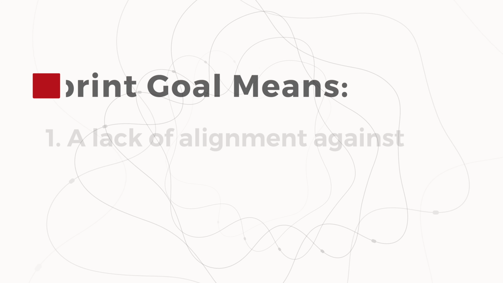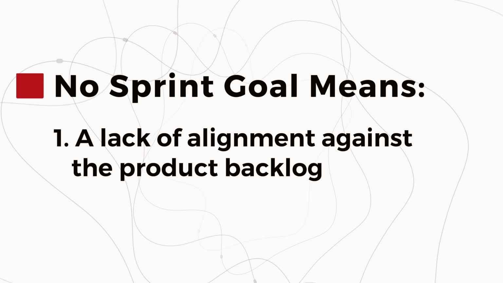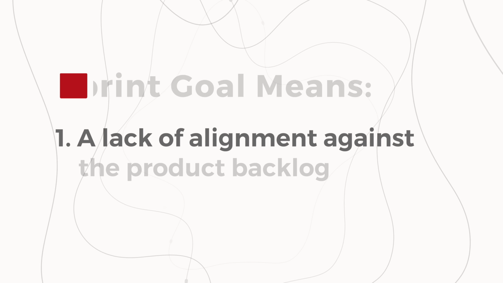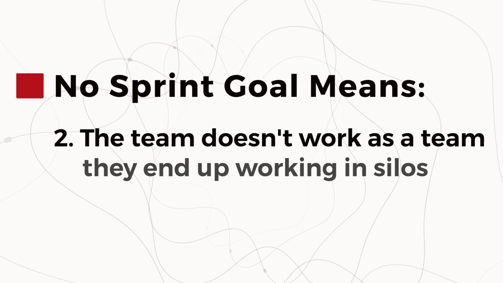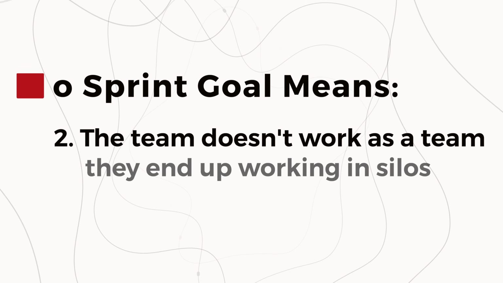If you don't use a sprint goal, then the first thing that usually happens is it causes a lack of alignment against the product backlog. Yeah, teams take items into sprint from the backlog, but the set that they choose don't make sense together. The next issue is that the team ends up not working as a team. They end up working in silos. One of the very things Scrum is designed to stop. This happens because the individual team members work on single items by themselves, because there's no shared goal to bring them together. And the items they're working on don't relate to each other.